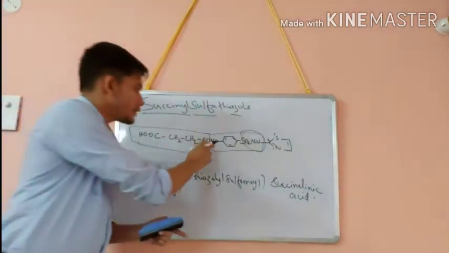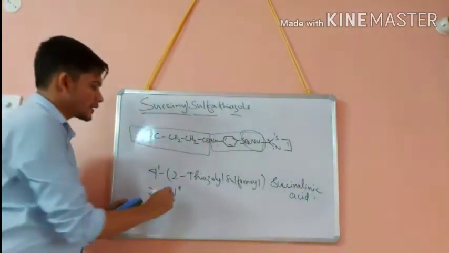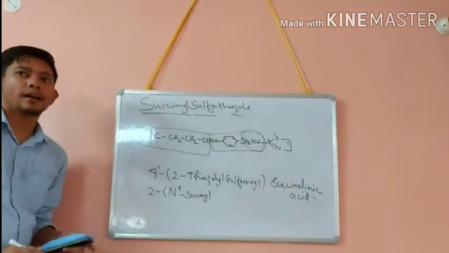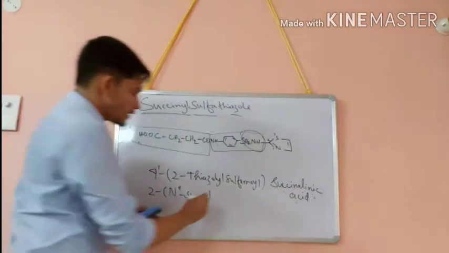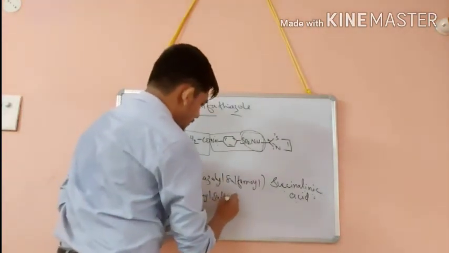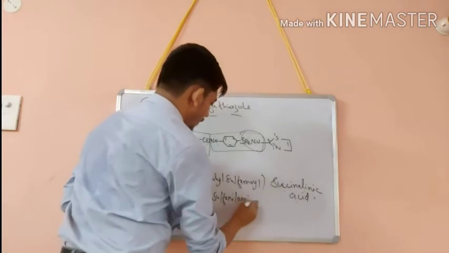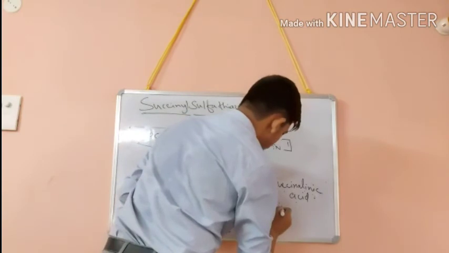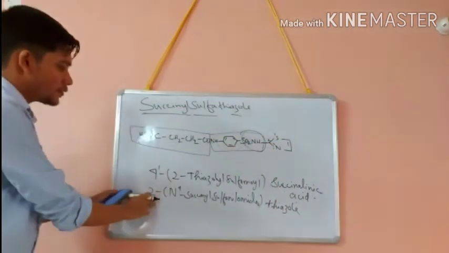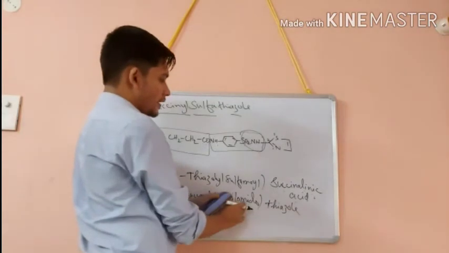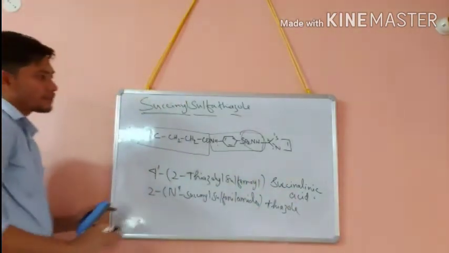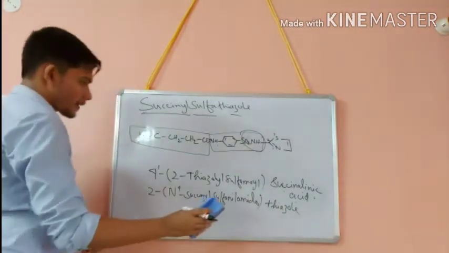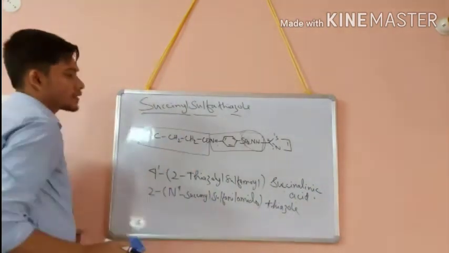Another name we can write 2, N4. So which one is N4? N4 here. Then succinyl, okay, sulfanilamido. Then we will end that one with thiazole, just like the previous one, okay. 2 and 4 succinyl sulfanilamido thiazole, just like the previous one, okay. So these are the probable nomenclature, the nomenclature of this compound.